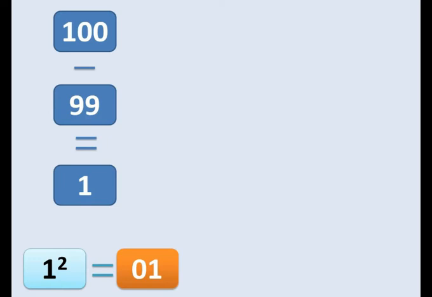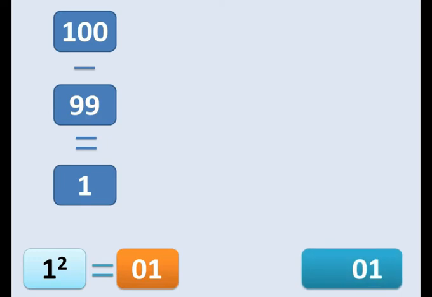Now if the square of the difference is a single digit, then we have to add a 0 before that, which in this example is 01. Now this 01 will be the last two digits of our answer. So let's keep a note of it.